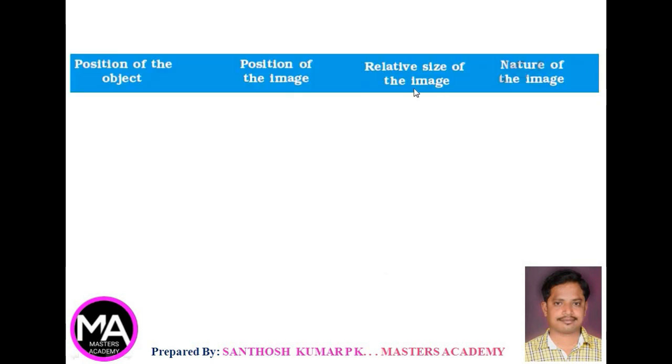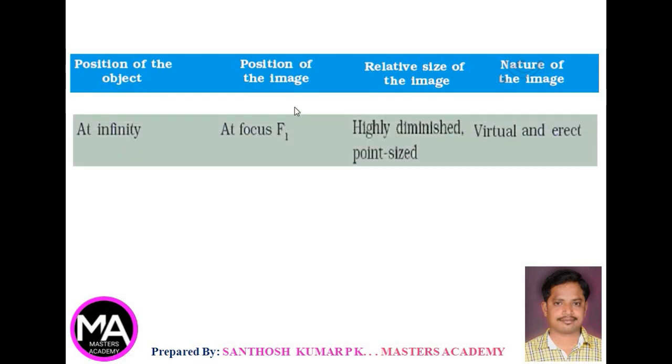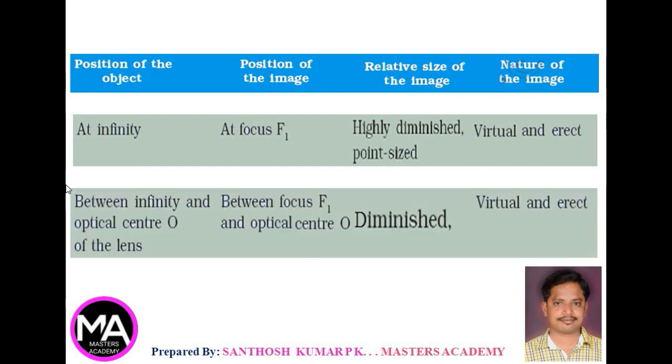The position, nature and size of the image with respect to the object. First case, when the object is at infinity, the image is formed at focus f1, a highly diminished, point sized image. It is virtual and erect. When the object is between infinity and optic center O, then the image is formed between focus and optic center. It is again a diminished image, virtual and erect.